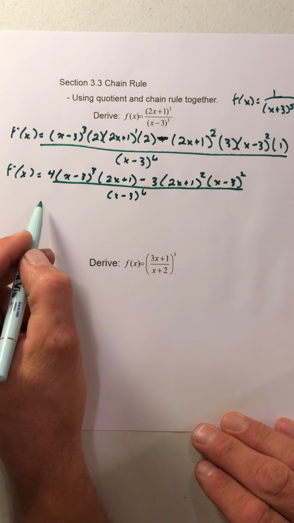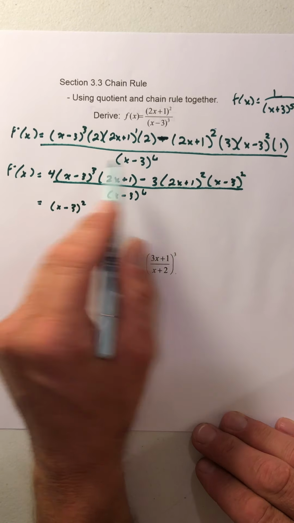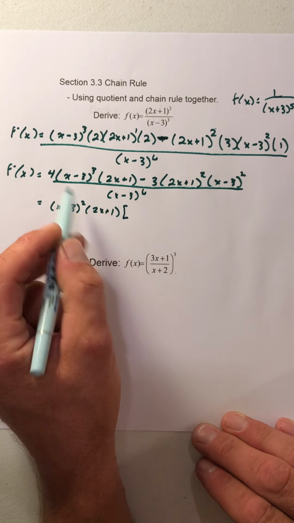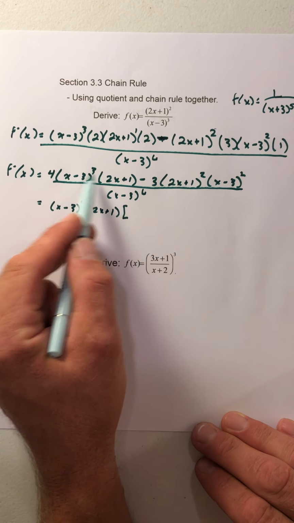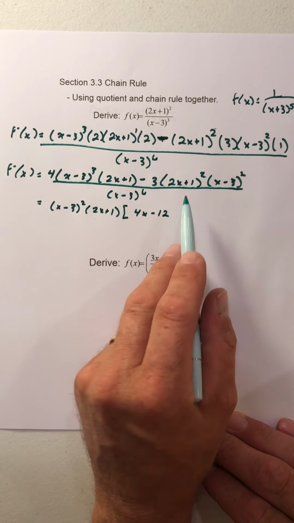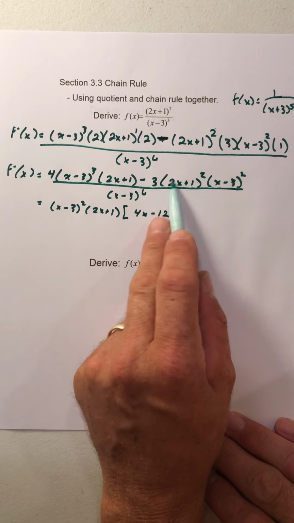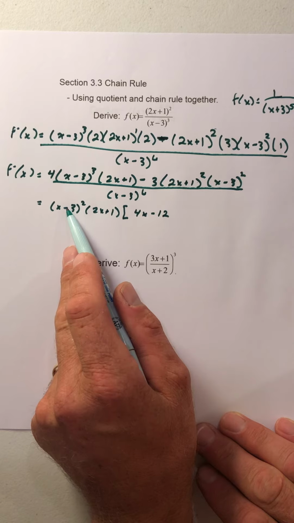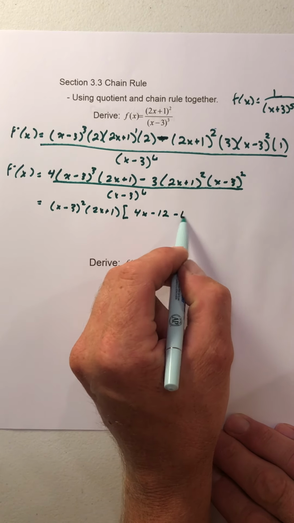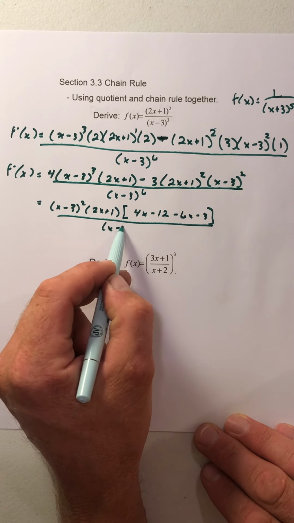Now we can go ahead and factor out our common factor for the numerator. We should see an x minus 3 to the second. Again, we take out the smallest exponent. We have a 2x plus 1 to the first. We're left with 4 times an x minus 3. I'm going to go ahead and put that as 4x minus 12, distributing that through. Here we have a 2x plus 1 to the second. We're pulling 1 out, so we have a 2x plus 1. The x minus 3's factor out. So we have a negative 3 times 2x plus 1, or a negative 6x minus 3. And that's over our x minus 3 to the sixth.